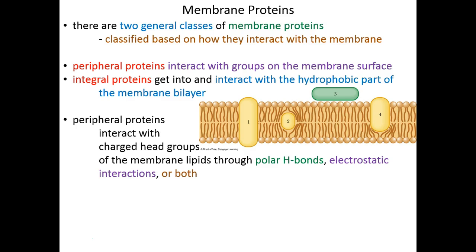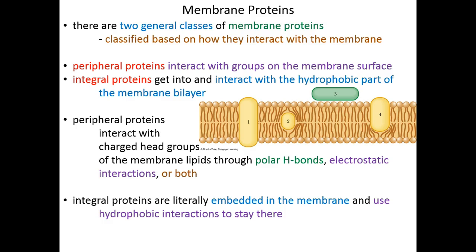Again, most of these peripheral proteins are making contacts with the head groups through charge, because those head groups of the membrane lipids are charged themselves. Those can either be full electrostatic interactions or hydrogen bonds, or both. The integral proteins are relying heavily on hydrophobic forces to stay where they are. They are making hydrophobic contacts with the hydrophobic tails of those membrane lipids.